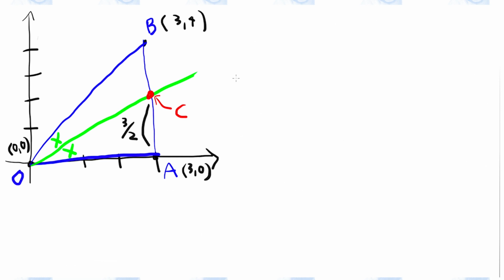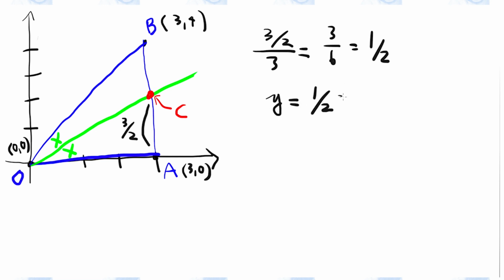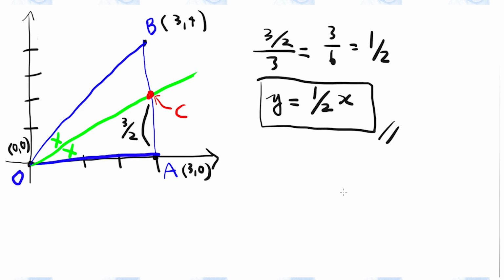So the slope of the angle bisector will be a half, and the angle bisector goes through the origin, which means that the y-intercept is 0. Therefore, the equation of the angle bisector is y equals 1/2 times x. And this is the final answer.